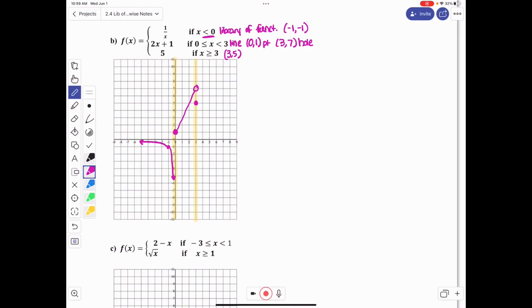Okay, so for C, I already have my graph. For part D, my range, my lowest y value is a 1. And this right here is telling me that it's going up forever. It's going up slow, but it is going up forever. And then part E, I have no holes, which makes this continuous.